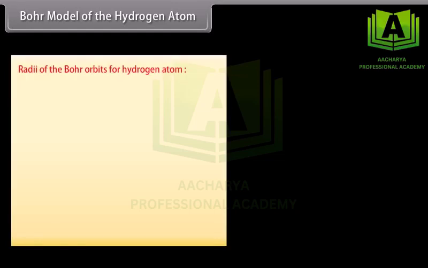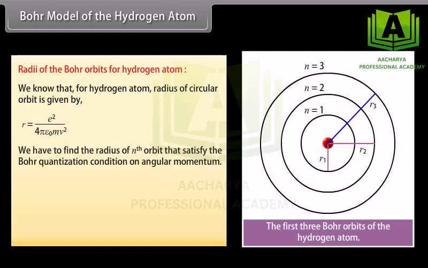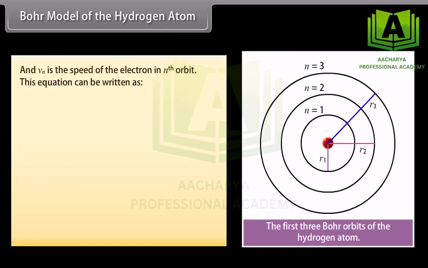Radii of the Bohr orbits of hydrogen atom. We know that for hydrogen atom, the radius of circular orbit is given by e square upon 4 pi epsilon naught m v square. We have to find the radius of the nth orbit that satisfies the Bohr quantization condition on angular momentum. Ln is equal to the product of m, vn and rn, which equals nh upon 2 pi, where n is equal to 1, 2, 3 and so on, and vn is the speed of the electron in the nth orbit. This equation can be written as vn equals nh upon 2 pi m rn.